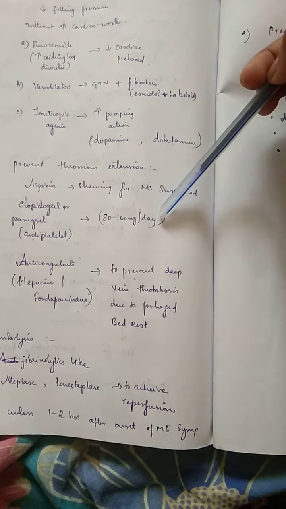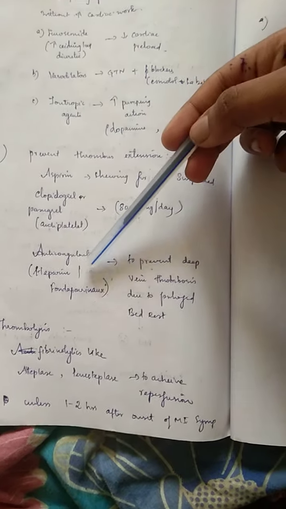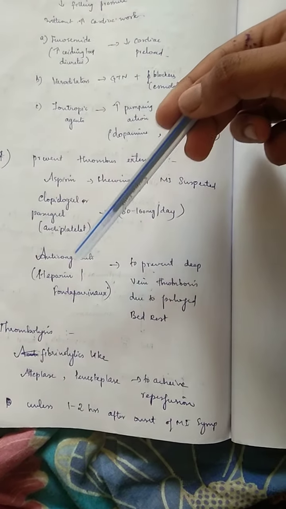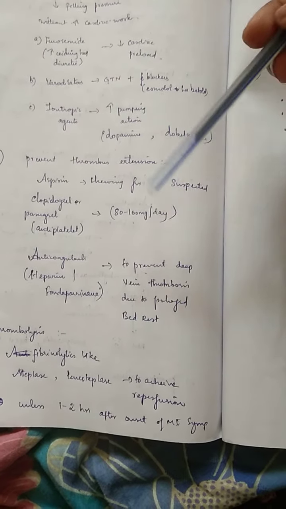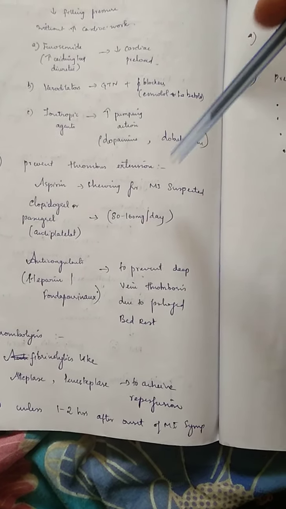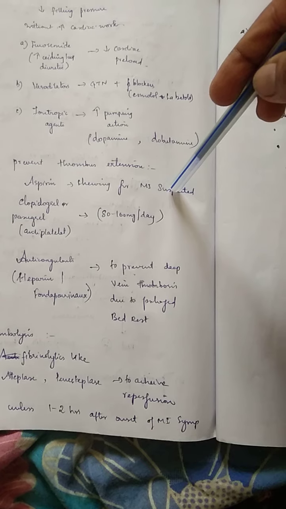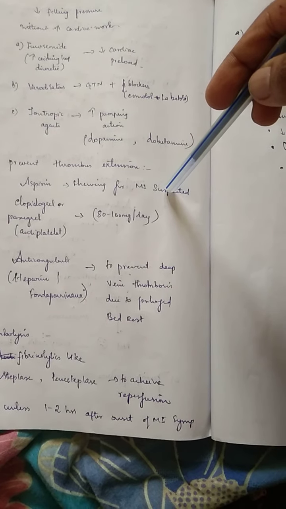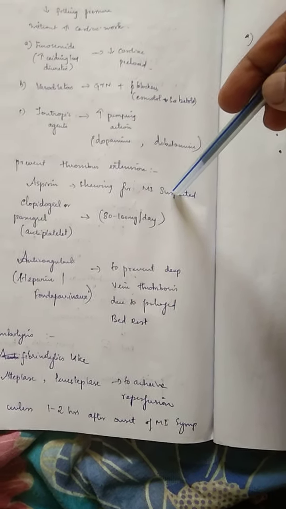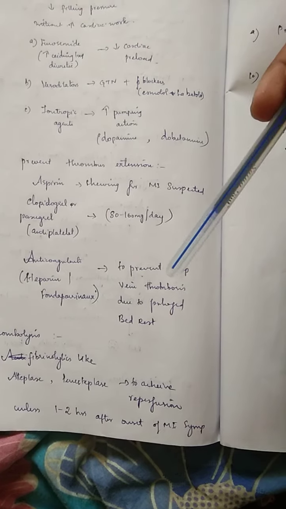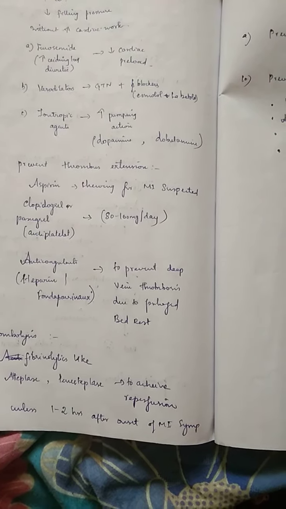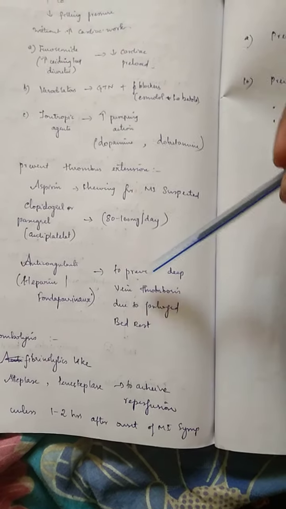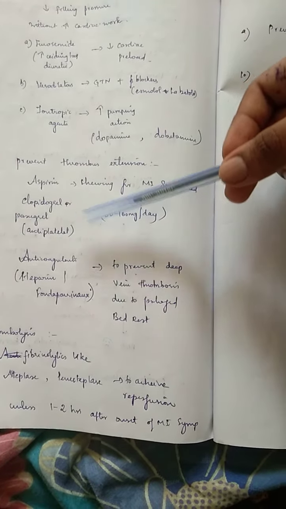The dose is 80 to 160 milligram per day. And then we'll give some anticoagulants like heparin, fondaparinux to prevent deep vein thrombosis, because usually MI patients have to rest, so there is a high chance for the patient to get deep vein thrombosis of the leg because of a prolonged sedentary lifestyle, so we'll give something like an anticoagulant.